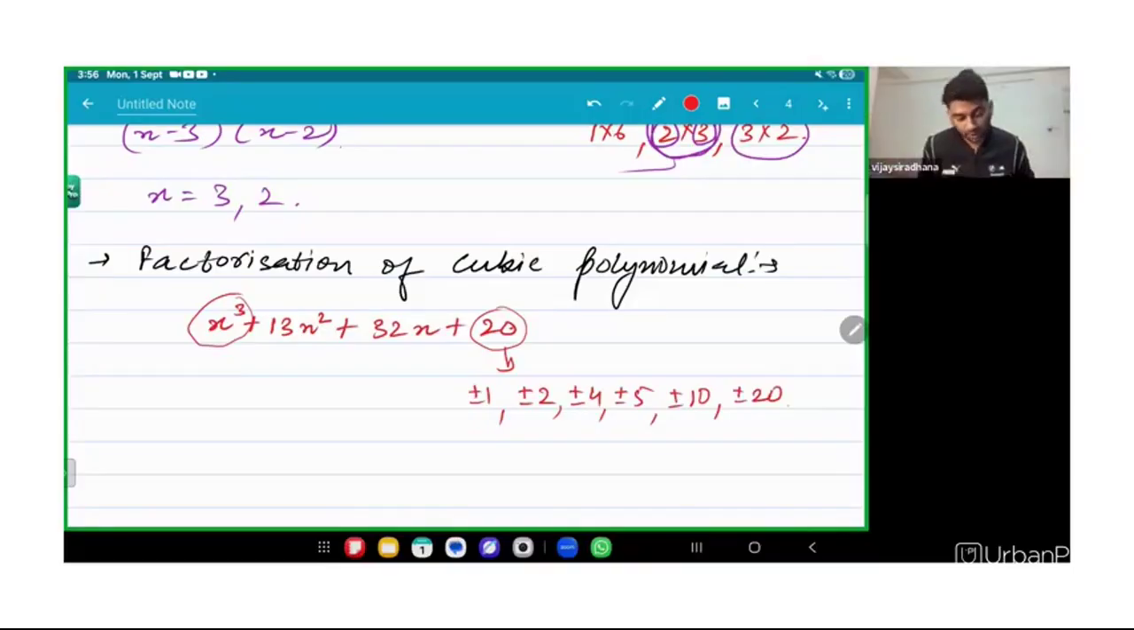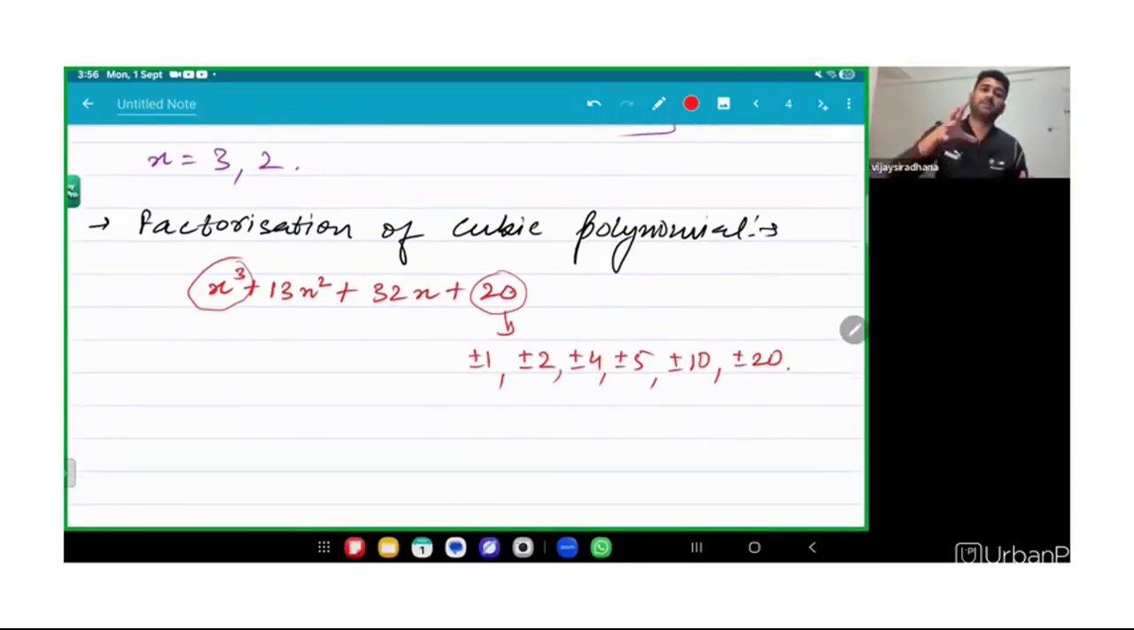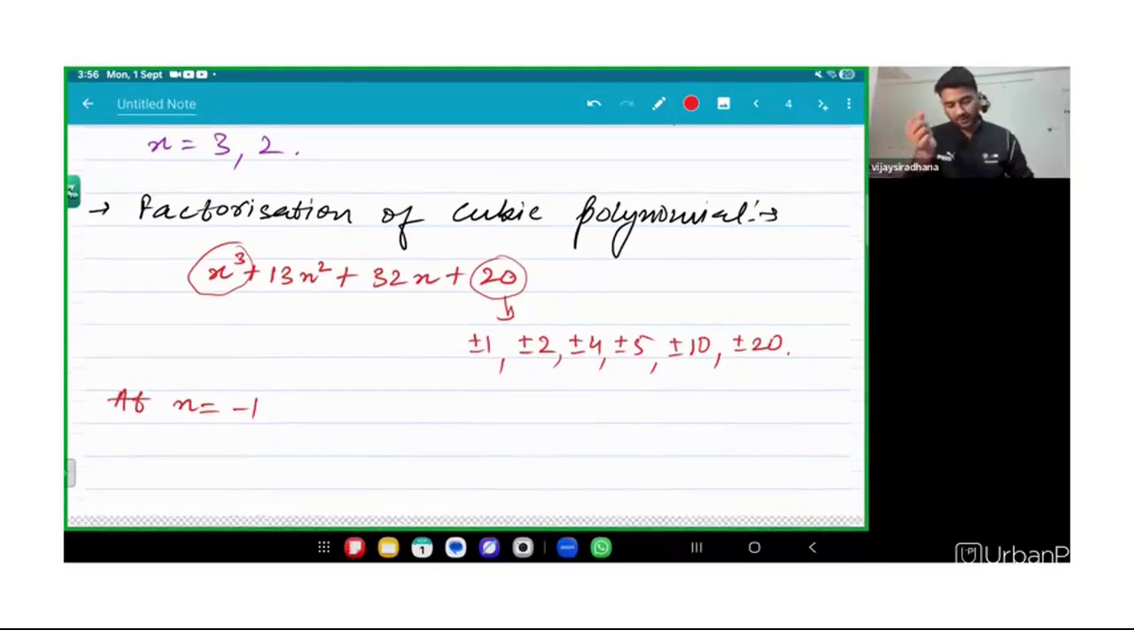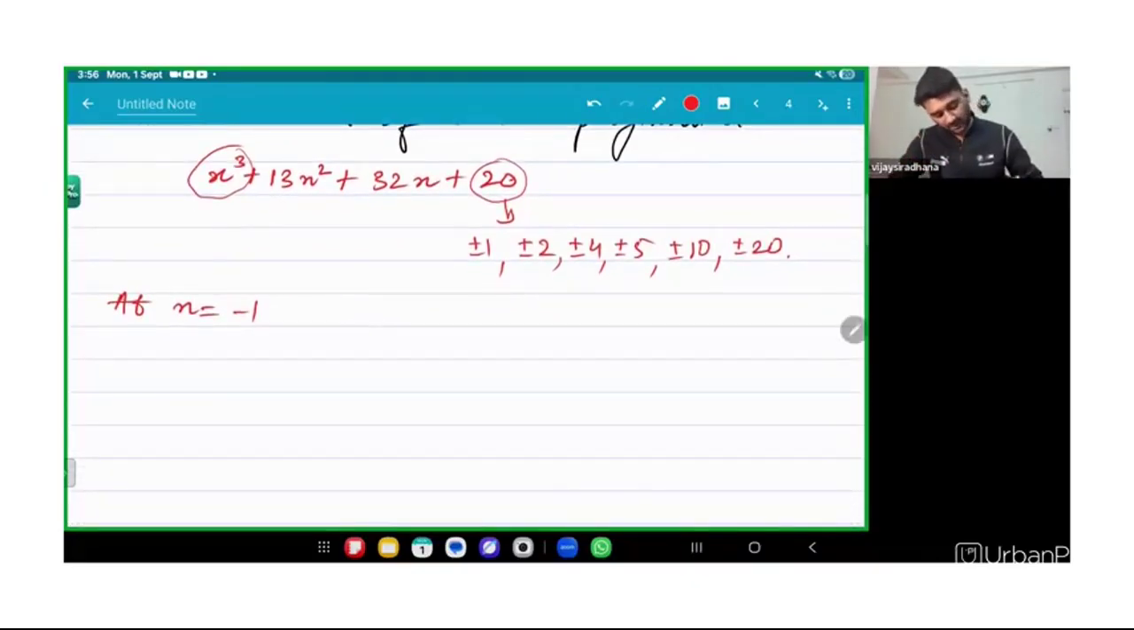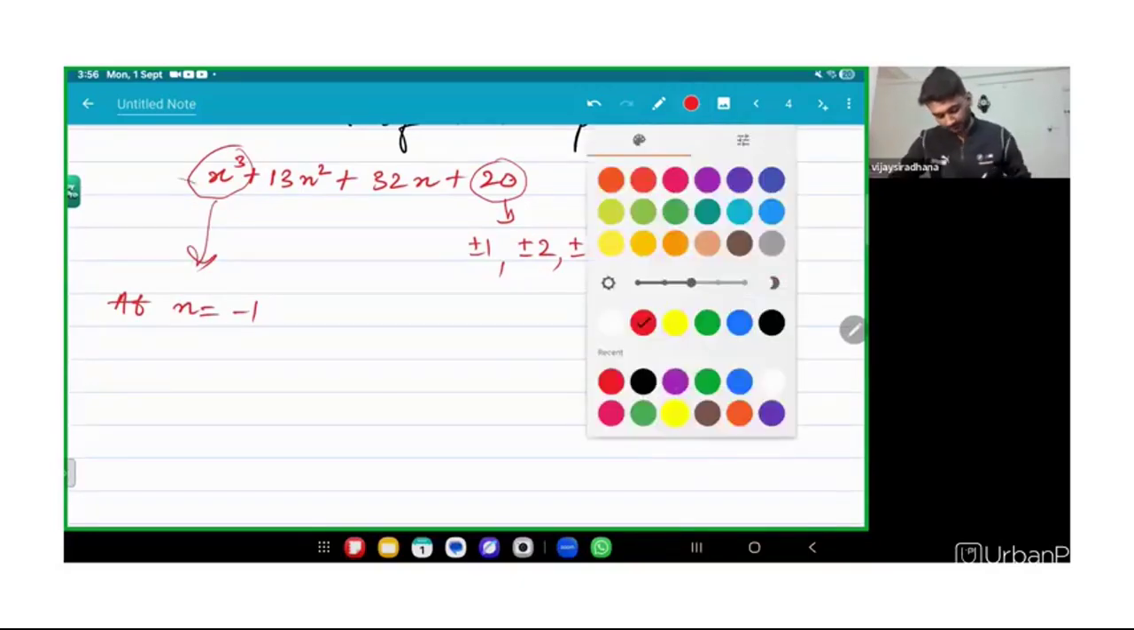Right? Now what we are going to do is put the value of x as -1. Let's see, if we get 0, then yes, x equals -1 is a factor. So let's put x equals -1 in this polynomial.